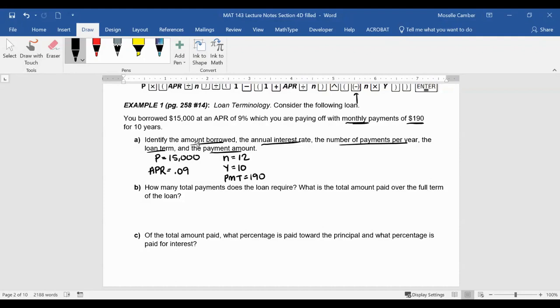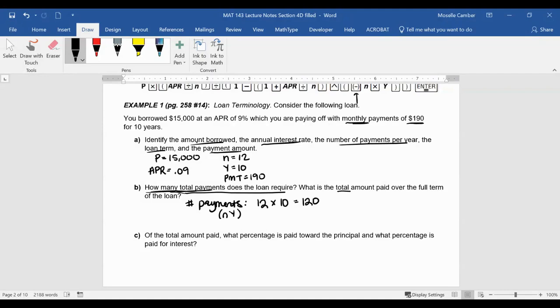So for B, how many total payments does the loan require? And what is the total amount paid over the full term of the loan? So it's asking how many payments. It's not asking for an amount. So the total number of payments, we're not concerned with the dollar amount. We just know we have 12 payments every year, and we're doing that for 10 years. The number of payments is going to be your N times Y. So that is 120. So you're making 120 payments over the life of this loan.